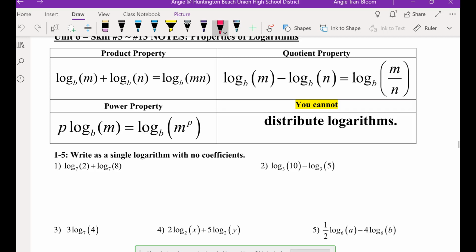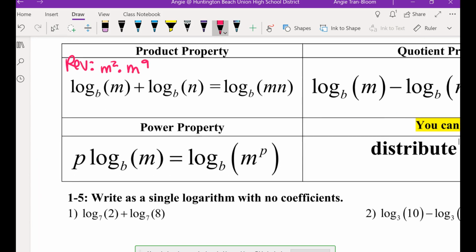Okay, before we start reading these properties of log, let's review really quickly about exponential properties. If I said m squared times m to the 9th, how would you give me the answer? What's the answer? M to the 11th, okay?